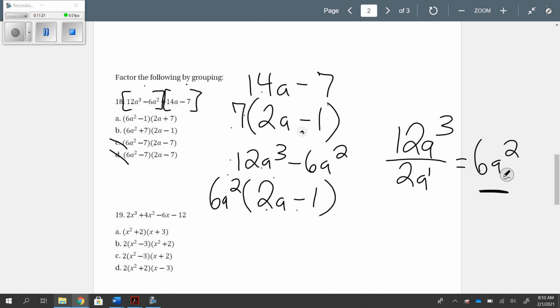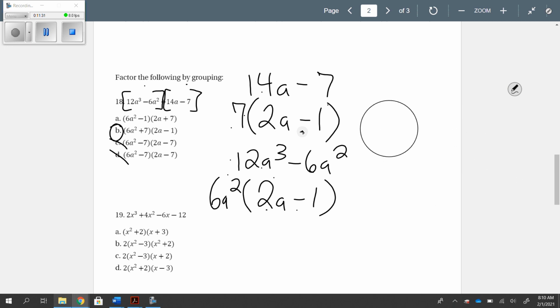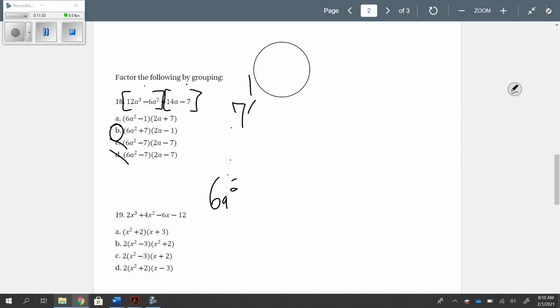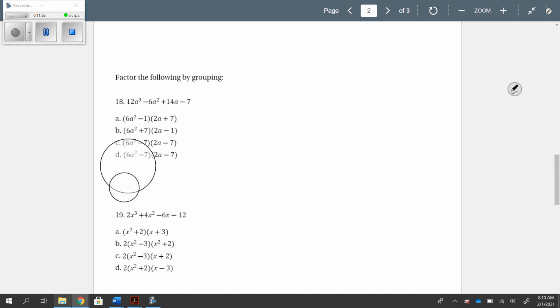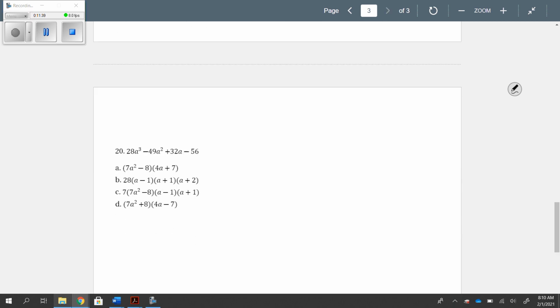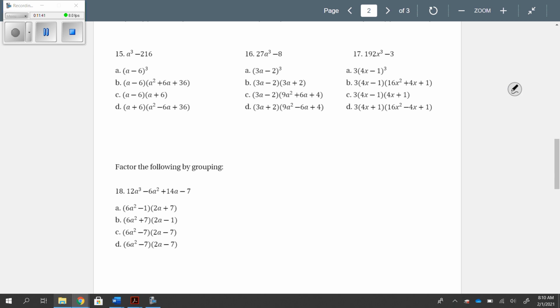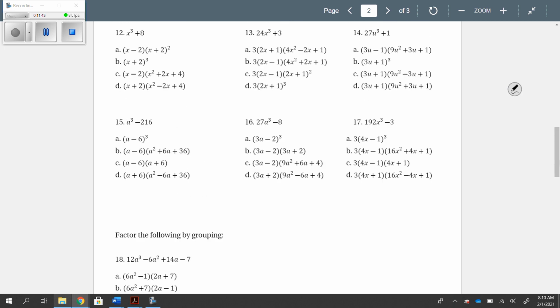So what is the answer? The answer is B. All right, that is the way I do it. That's the easiest way to do factor by grouping. All right. So let's see if that is it. Let's go down. Yep, all the rest are just factor by grouping. So again, I just showed you factoring by grouping.